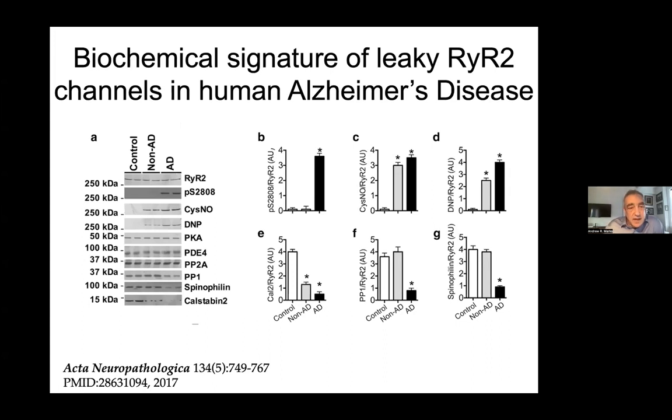And we're showing that in the Alzheimer's patients, there is PKA phosphorylation, nitrosylation, and oxidation of the channel, a reduction in another subunit of the channel called spinophilin, which is a targeting protein for the phosphatase PP1, and a decrease in the stabilizing subunit calstabin. And this again is what we call the biochemical signature of leaky ryanodine receptors, based on many, many studies in the laboratory.